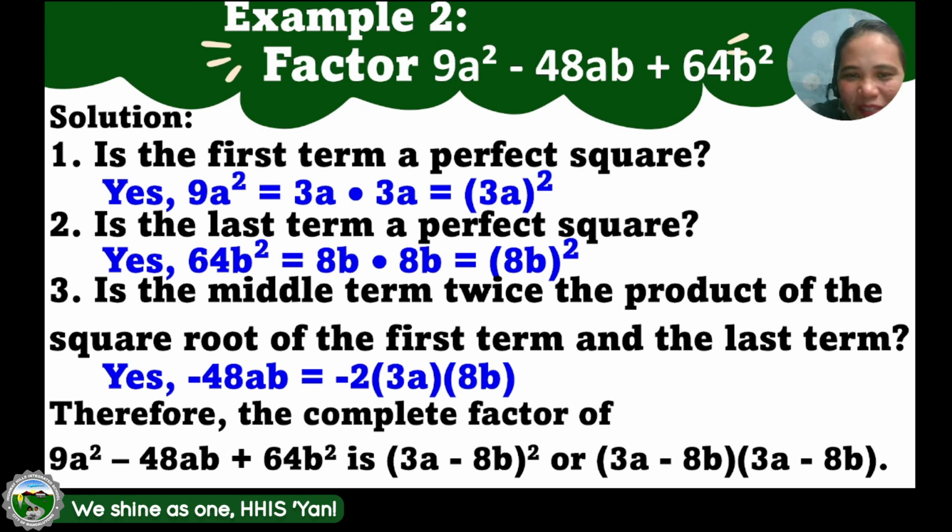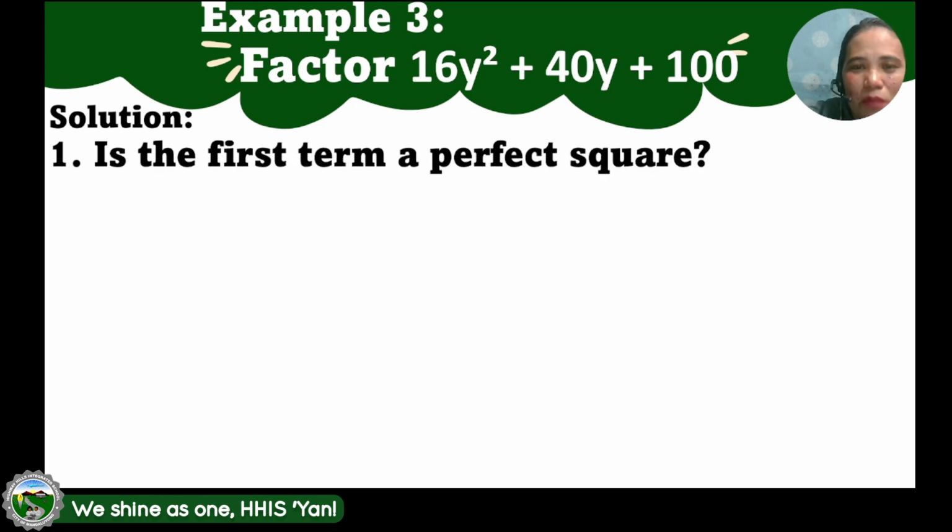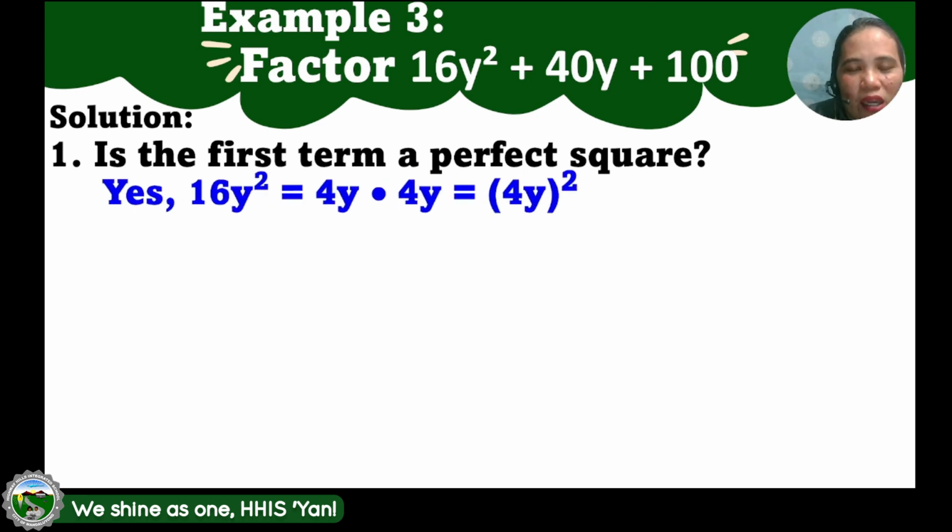Do we need another example? Okay, let us have another example. How can we factor 16y squared plus 40y plus 100? Is the trinomial a perfect square trinomial? Let us see. Given the solution, so try natin. Is the first term a perfect square? Yes, because 16y squared is equal to 4y times 4y, or the square of 4y.